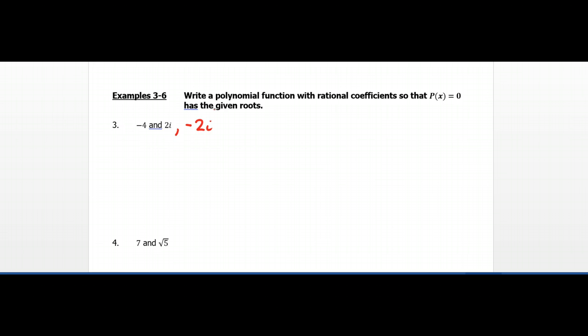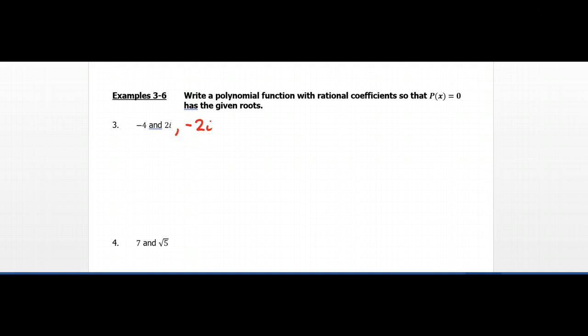Now this is where you want to be careful, because I did give you negative 4 as a root. However, negative 4 is a rational number. There is no conjugate for negative 4. Rational numbers do not have conjugates, so you can't say that positive 4 is a root. That doesn't work for regular rational numbers. Only for imaginaries and irrationals can you do that. So the only additional root here we have is negative 2i.